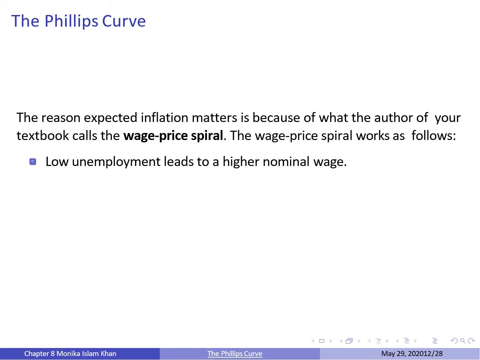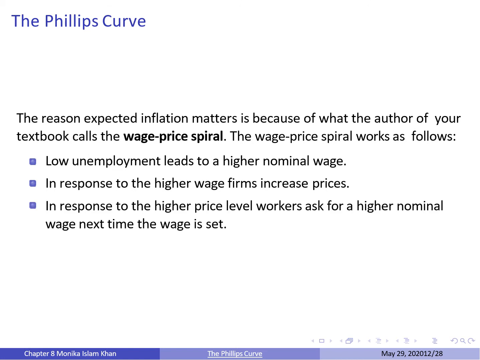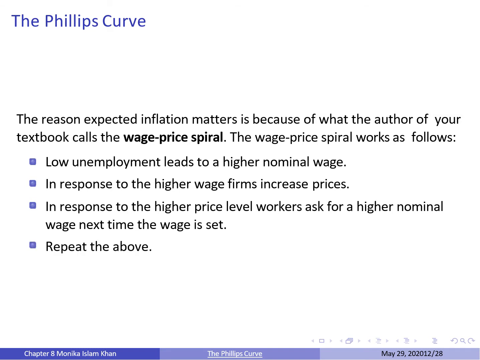Expected inflation matters because of the wage price spiral. Low unemployment leads to higher nominal wage. In response to higher nominal wage, firms increase prices. In response to higher price level, workers ask for a higher nominal wage next time the wage is set. This keeps repeating as wage increases price, price increases wage, that is, expected inflation increases wage, and wages further again increase prices, and so on.